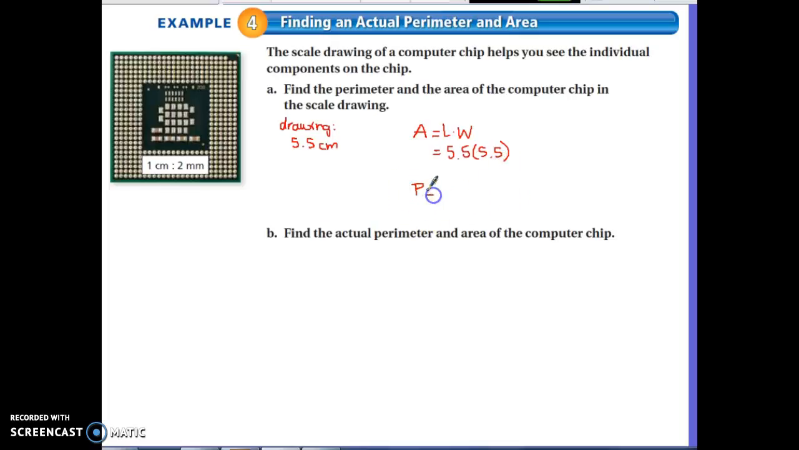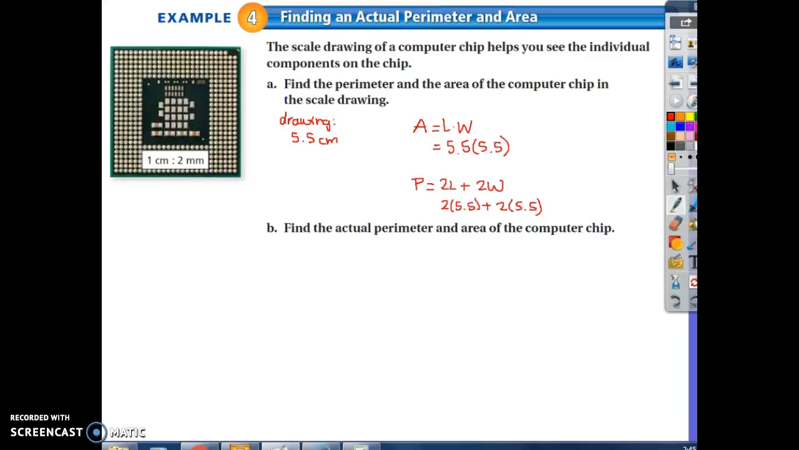For the perimeter, I know that it's equal to 2 times the length plus 2 times the width. So that means that the perimeter is 2 times 5.5 plus 2 times 5.5. And I'll let you do those calculations as well. Once you find those, I'd like you to challenge yourself to find the actual perimeter and area of the computer chip using the scale given.